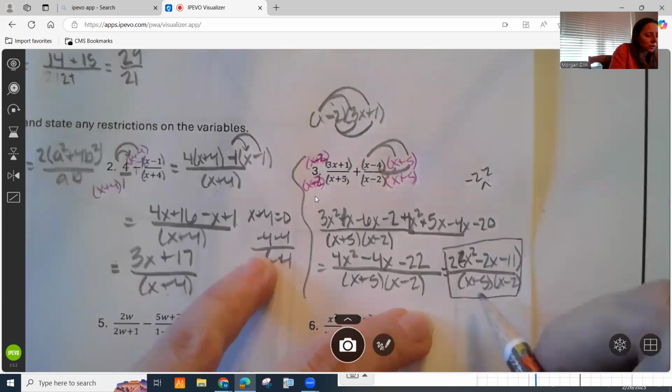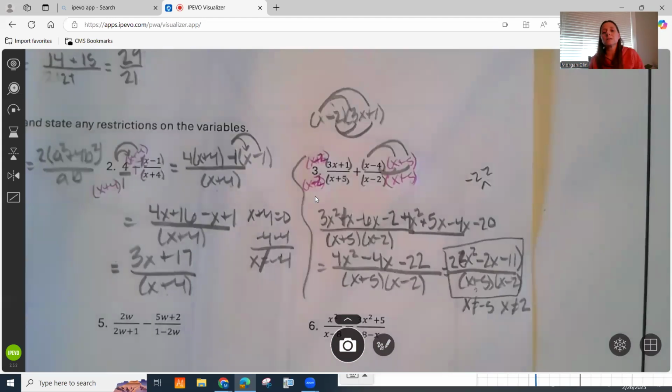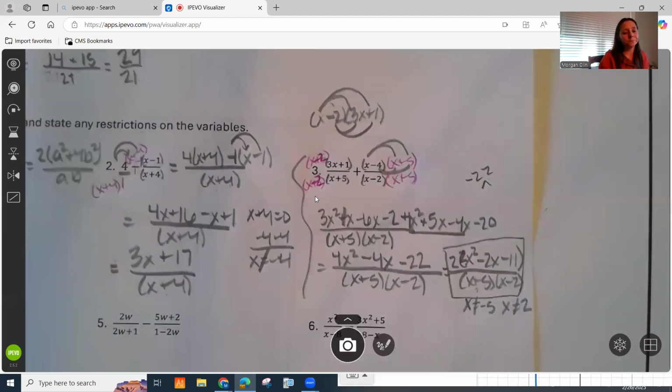Now, as far as restrictions, think about this right here. X can't be negative 5 and X can't be positive 2, or it makes that denominator equal to 0.